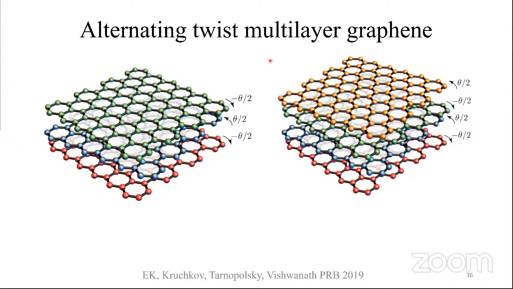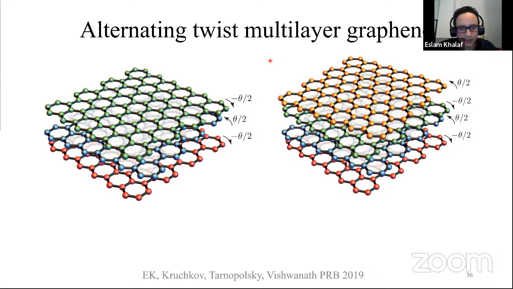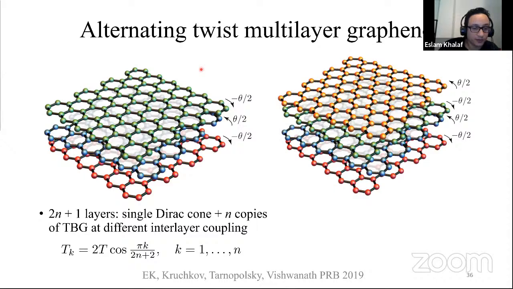So these alternating twist multilayer graphene systems have some very interesting property, which is that their non-interacting physics maps exactly to decoupled twisted bilayer graphenes. So if we take an odd number of layers, 2n plus one, then on the non-interacting level, it maps to a single Dirac cone plus n copies of twisted bilayer graphene, with the caveat that the interlayer tunneling gets modified for these copies of twisted bilayer graphene.